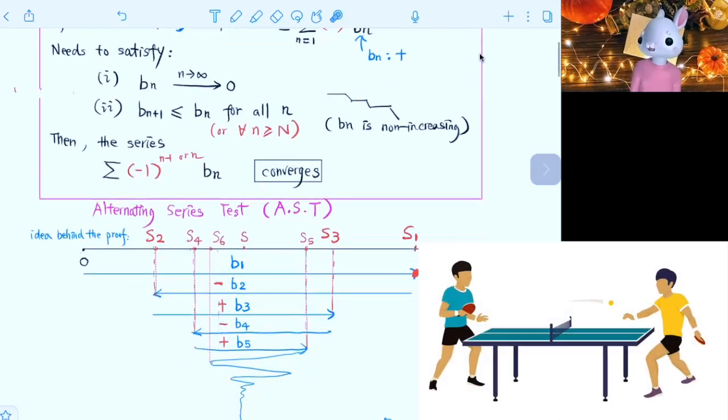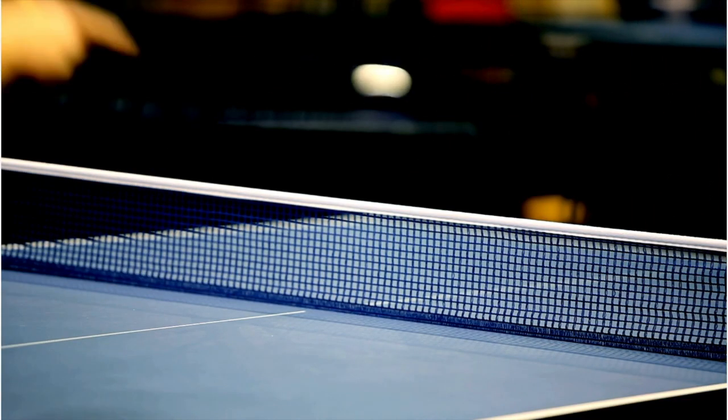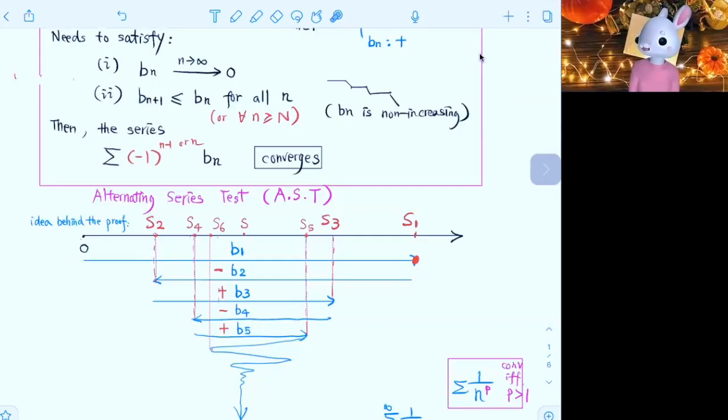Okay. Do you guys play ping pong or tennis? I remember someone said we play ping pong, right? I remember in first year class, someone said that.